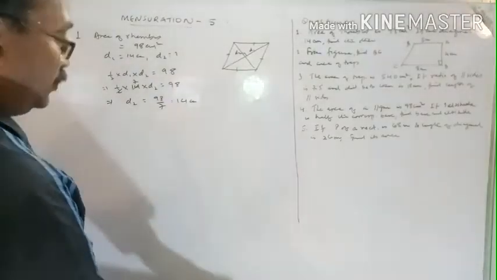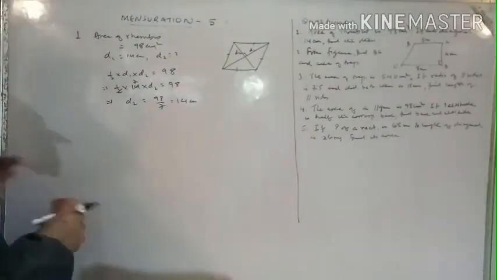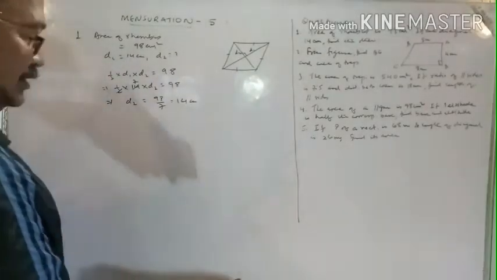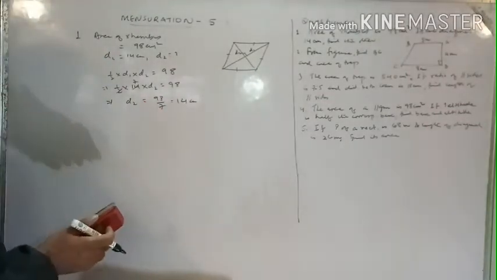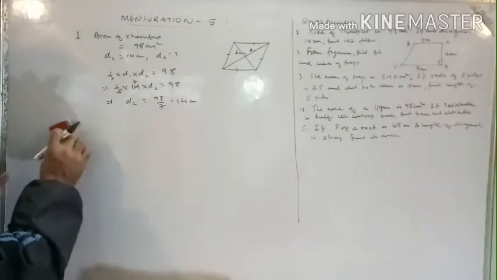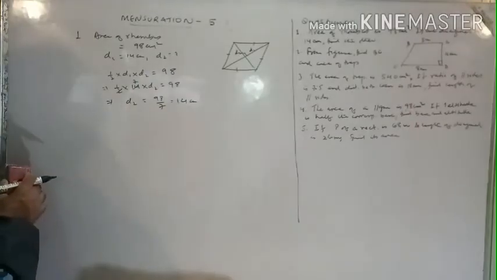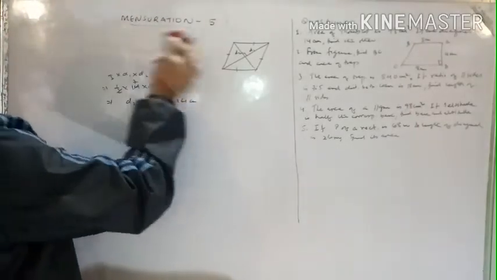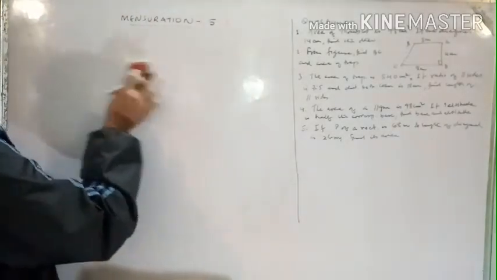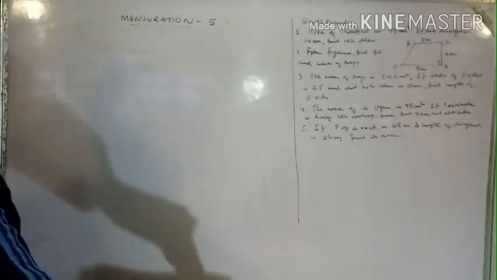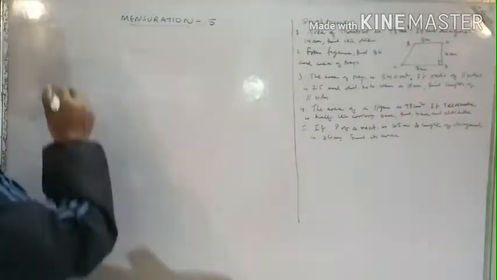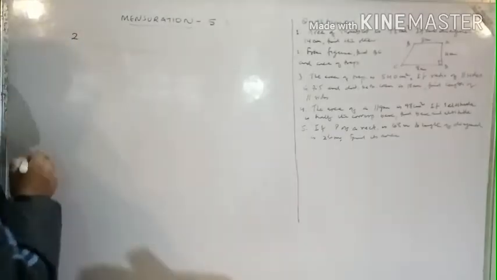So both diagonals are equal. If diagonals are equal, it will be a square. Anyway, D2 is 14 centimeter. That's the answer. So you remember the area of rhombus, half into D1 into D2. Now let's take another figure, that's trapezium.